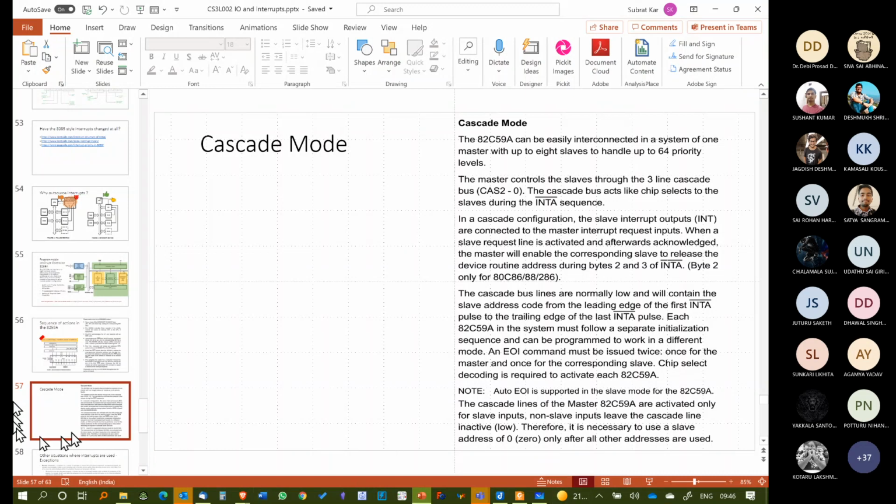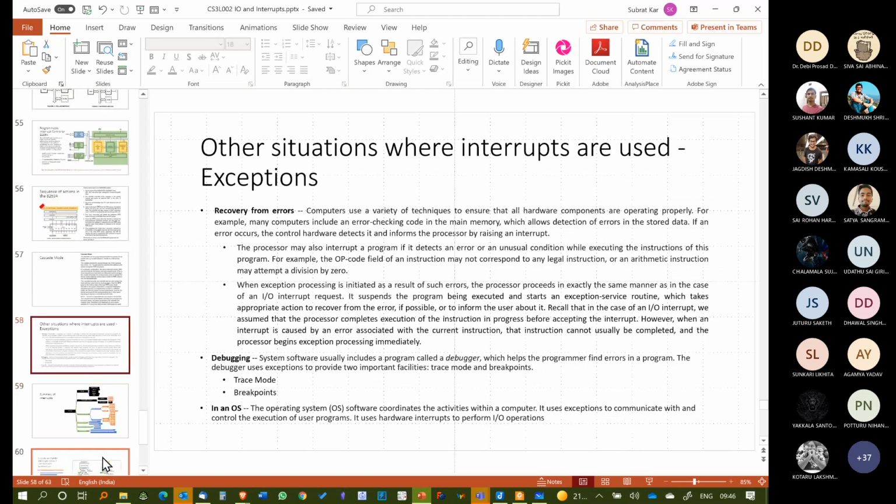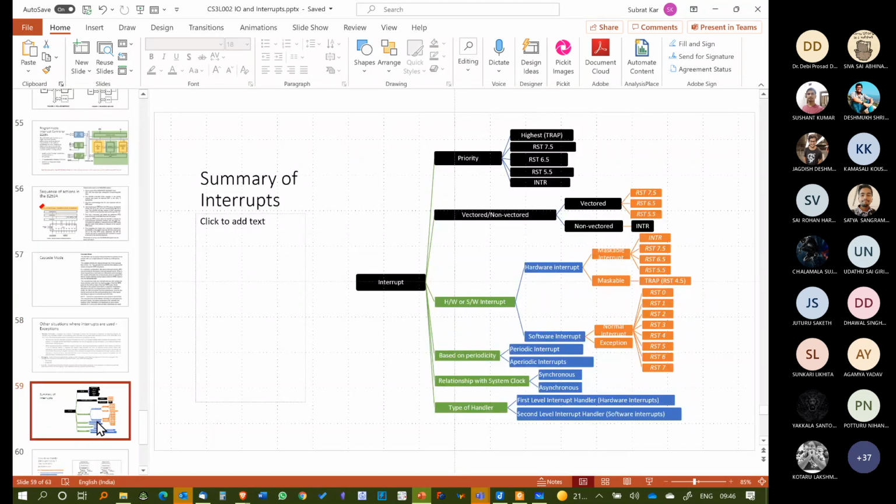Okay, now cascade mode. So let's skip this and go to the classification. There's a nice diagram I pulled together for the 8085. Priority wise, the highest one is trap, right? And this is of course what we call a mind map. Please look up the mind map of interrupts. Look up this term, mind map. You will find it a very useful tool for taking notes.